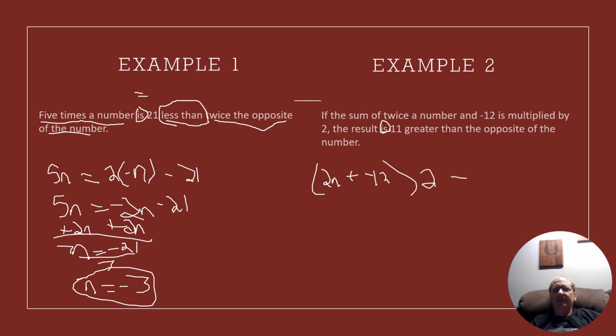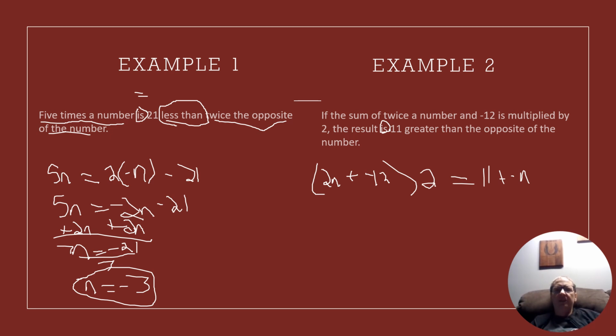The result is 11 greater than, so greater than means add, the opposite of the number, so that's negative n. So there we go. That's the translation. You just need to take your time, read it through, and make sure you understand that this was multiplying a sum by something, so I have to put the sum in parentheses.